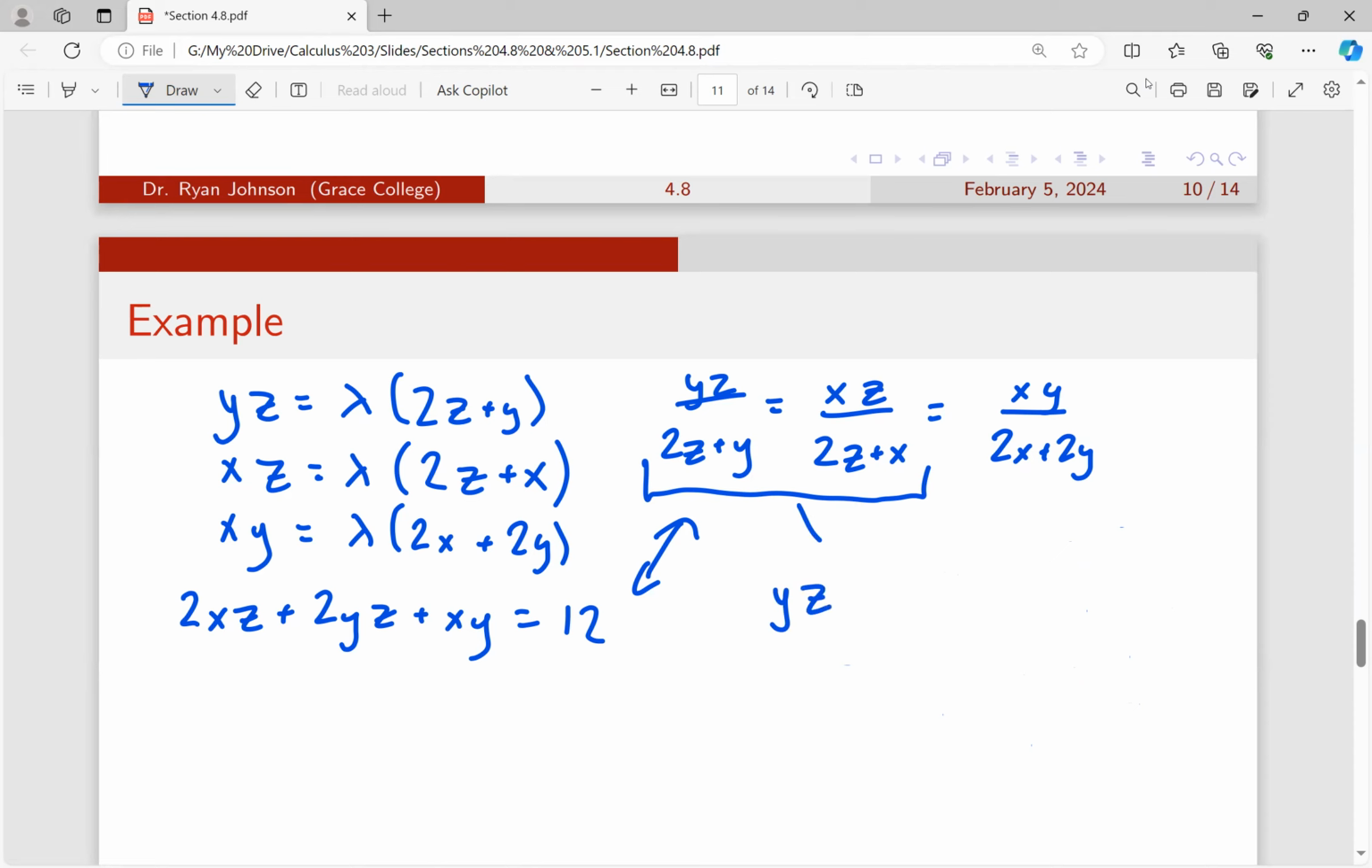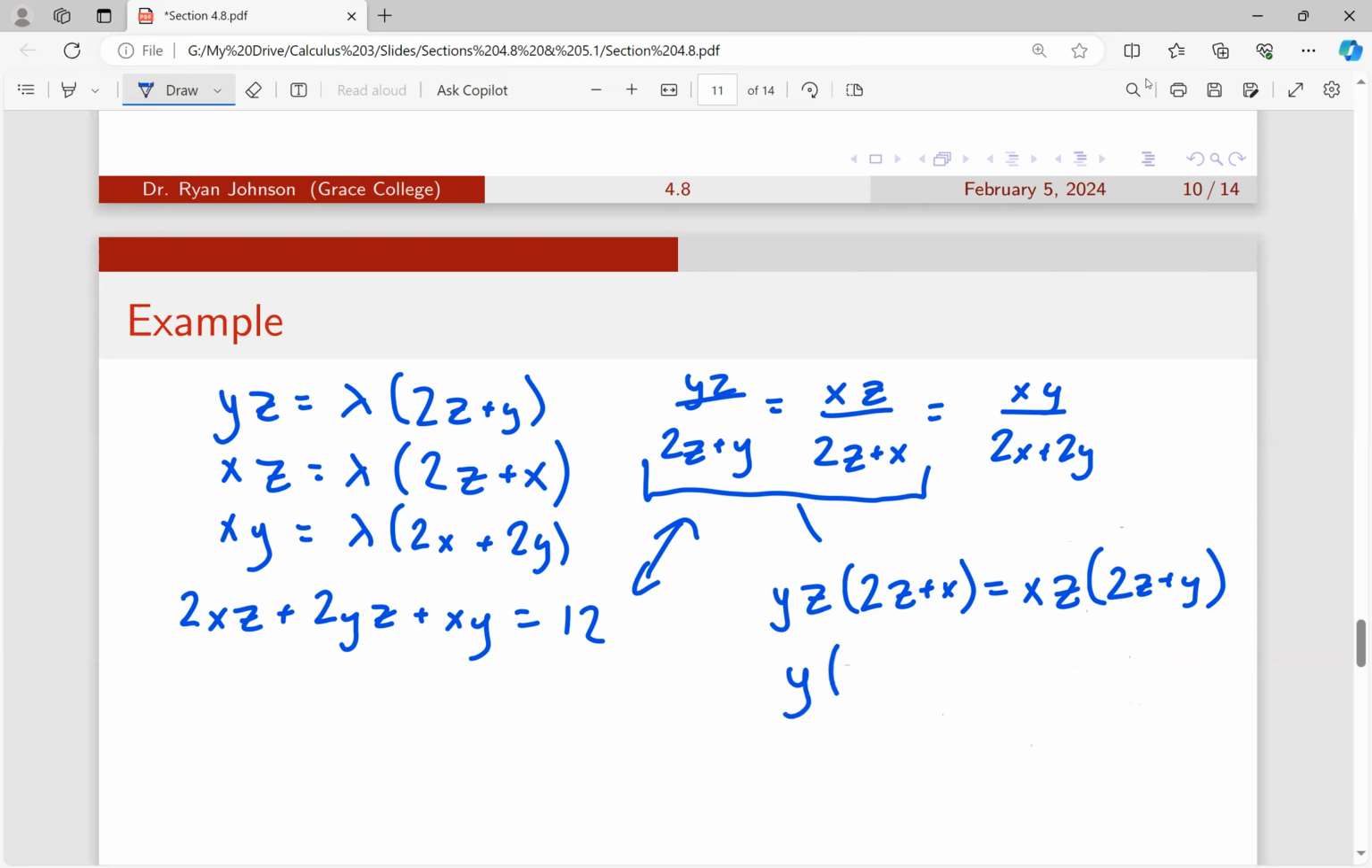So yz times 2z plus x equals xz times 2z plus y. Okay, now if z is 0, then we have 0 volume. So that's not going to be our maximum. So z is going to be a non-zero number, which means we can divide by it.